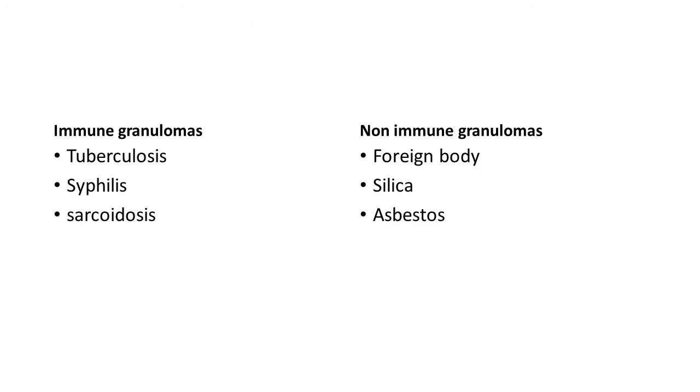And coming to examples of granulomatous inflammation, there are immune granulomas and non-immune granulomas. The classic examples of immune granulomas include tuberculosis, syphilis, and sarcoidosis. Non-immune granulomas are the ones developing from agents like foreign body, silica, asbestos, etc. Immune granulomas like tuberculosis and syphilis need further elaboration, but we will catch up with them at some other time. For the time being, we will wind up this topic.